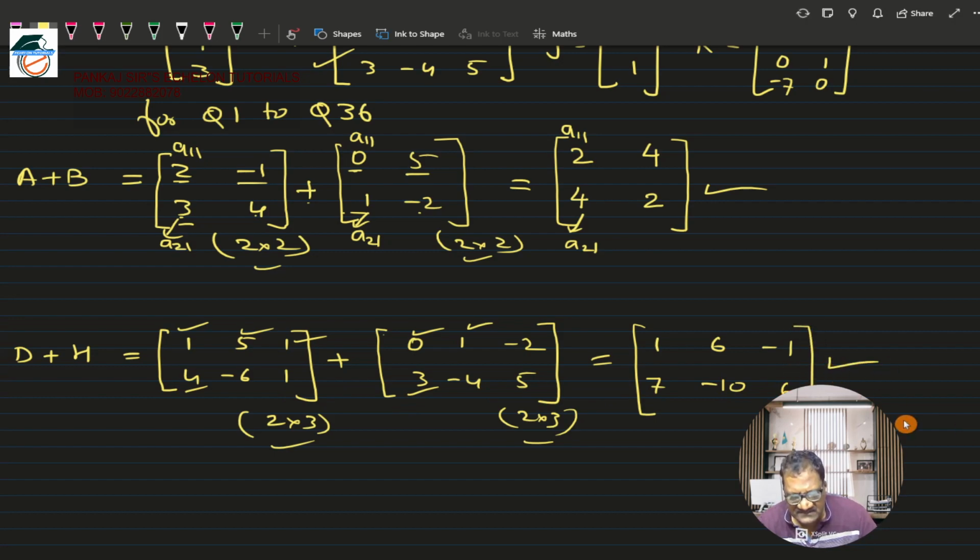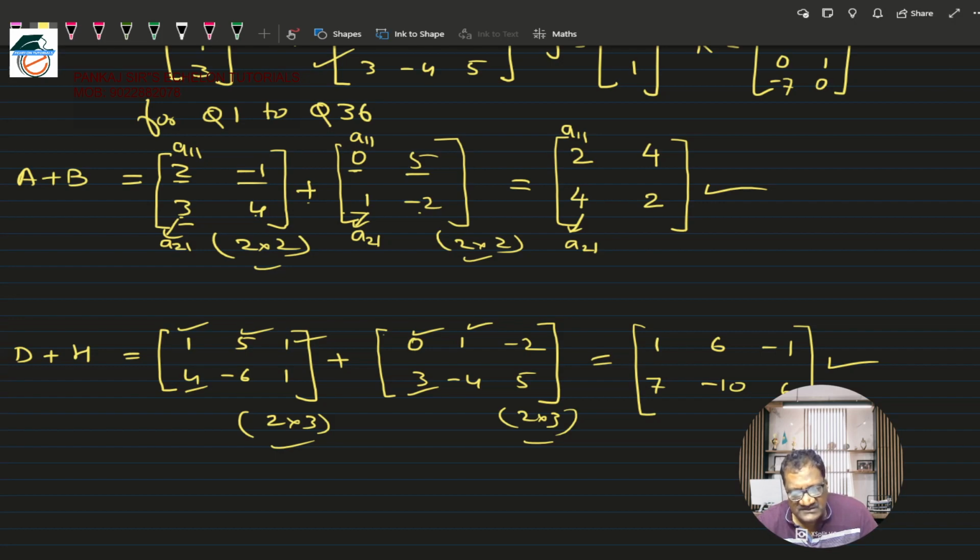Is that correct? Okay. Now let me check the answers before proceeding, because I don't want to check the answers later on. So let us check right now only. So exercise 1, the first answer according to my book is 2, 4 and 4 and 2, which is correct. And the second answer is 1, 6, minus 1 and 7, minus 10 and 6. Okay, so both are correct, right? Chalo. Let us move on to the third question.